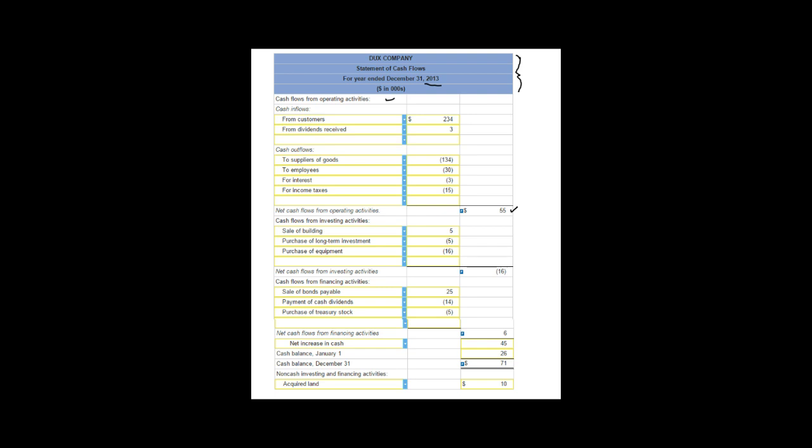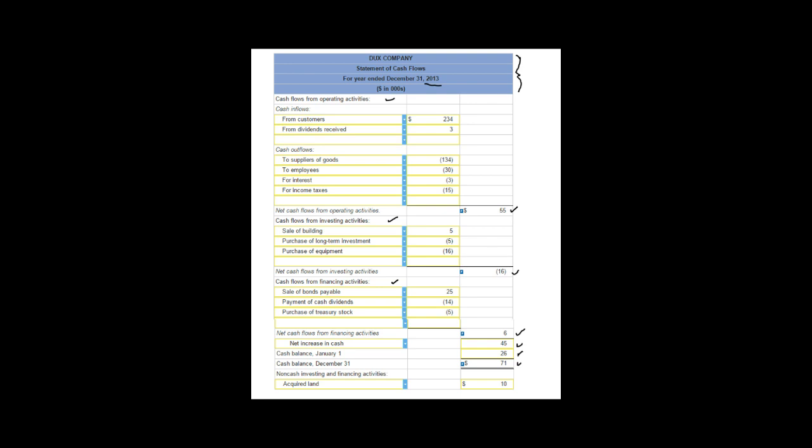Net cash flows from operating. Then we had cash flows from investing, and notice the 16 ties to our worksheet. And then we had cash flows from financing. Notice the 6 tied to our worksheet. The net change in cash was 45. And then it added the beginning balance from the balance sheet in 2012 to the change in cash, and it shows the ending balance, and it ties to the balance sheet of the current period.